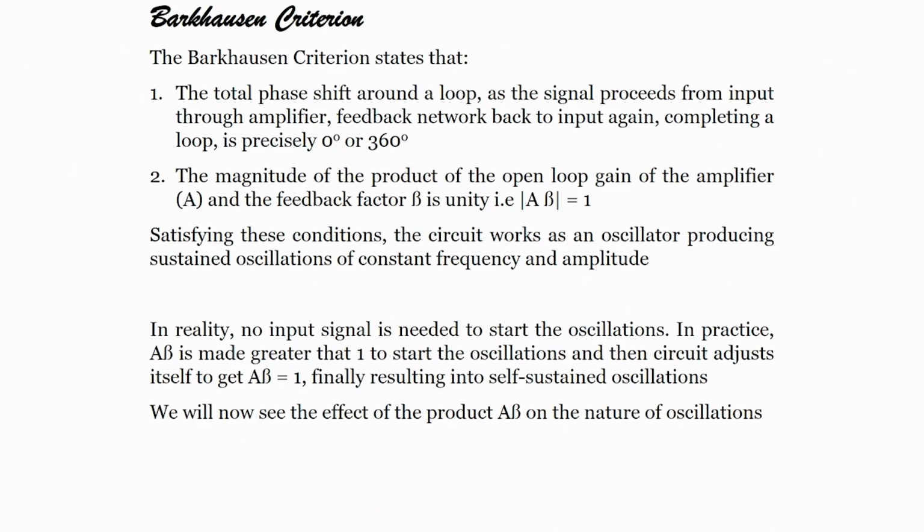So, the Barkhausen criteria states that, first, the total phase shift around a loop, as the signal proceeds from input through the amplifier and feedback network back to the input again, completing a loop, should be 0 degree or 360 degree. Total phase shift should be 0 degree or 360 degree; that is the first criterion. That means if I apply an input signal, my output signal is fed back through the feedback network to the input of the oscillator, and then my output which is fed back should be in phase with the input signal. That is my first condition.